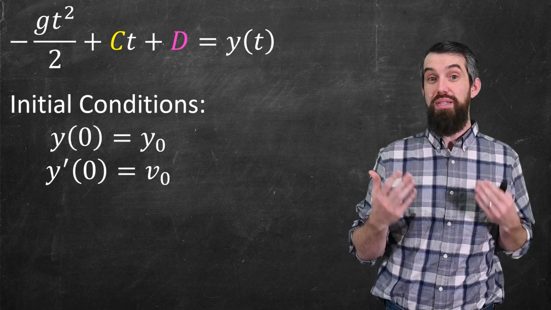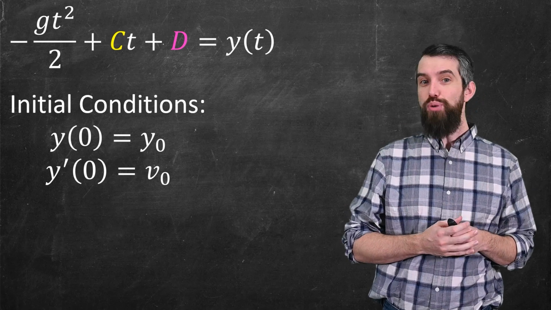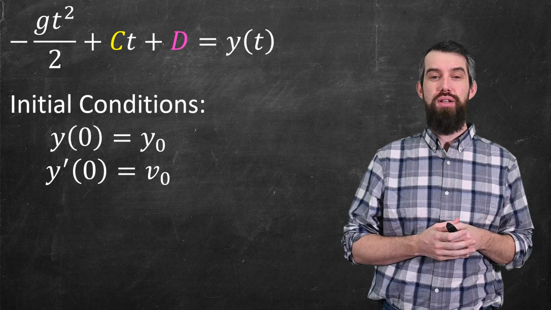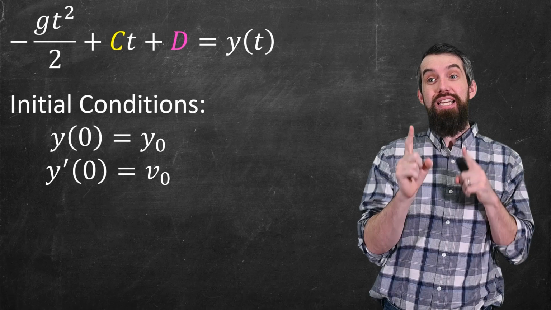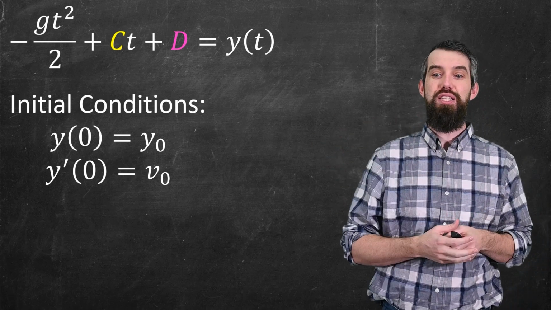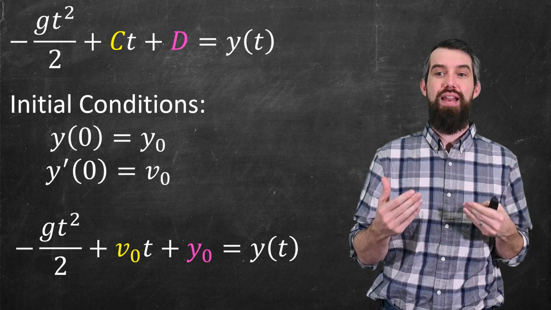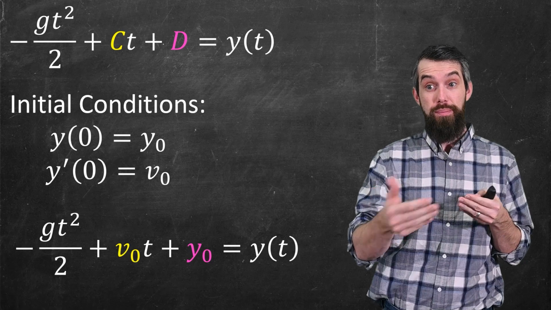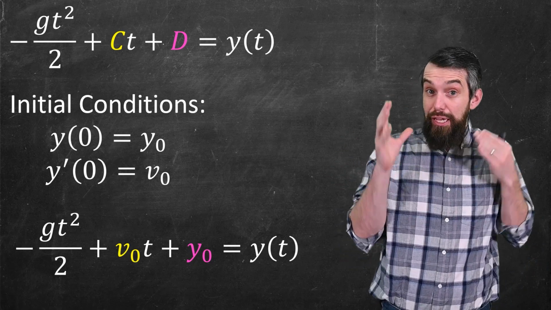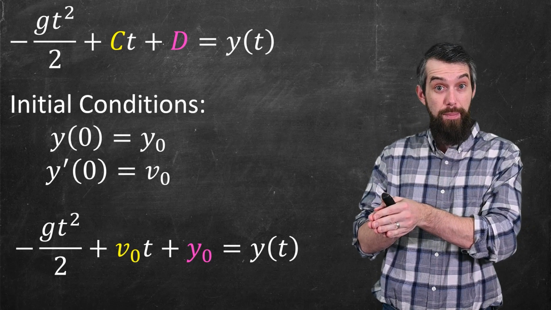I'll say my initial position at t equal to 0 is y naught. It's just a constant. And y prime is going to be, at t equal to 0, v naught. So y naught and v naught are two constants. And if I plug t equal to 0 into this equation, you just get d is equal to y naught. Likewise, if I plug 0 into the derivative of that equation, I'm just going to get that the c is equal to v naught. This leaves me my final solution to my differential equation with the specific choices of the initial velocity and the initial position specified.